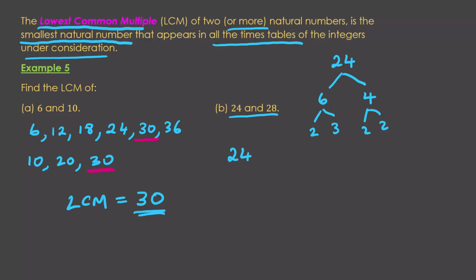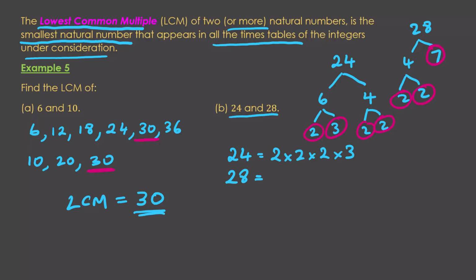And so I can say that 24 is, because I've reached prime numbers at the end here, 2 times 2 times 2 times 3. And I can do the same sort of thing with 28. So that's 4 and 7. 7's a prime already. And then 4 splits into 2 and 2, both of which are prime. And so we can say, well, 28 is 2 times 2 times 7.